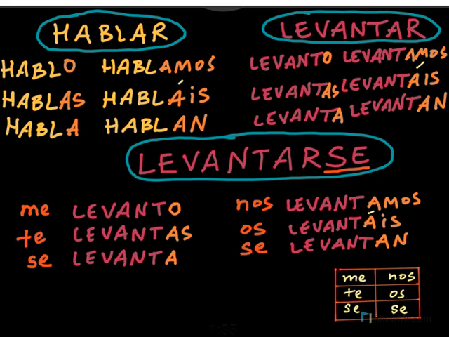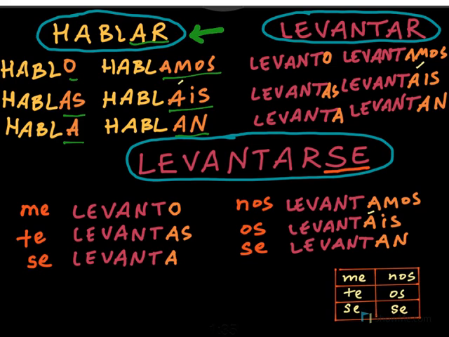Let's review again how we deal with normal non-reflexive verbs before we proceed. You have the verb hablar. How do you do it? Easy. You just add the endings to the root of the verb. What is the root? Habl, because ar is the ending. So you have hablo, hablas, habla, hablamos, habláis, hablan. This is the normal conjugation for regular verbs ending in AR.